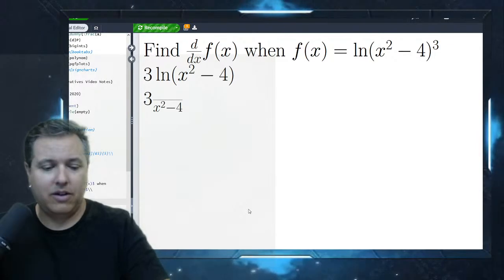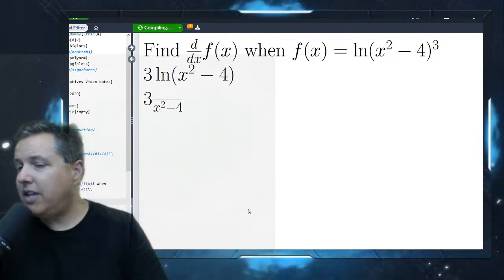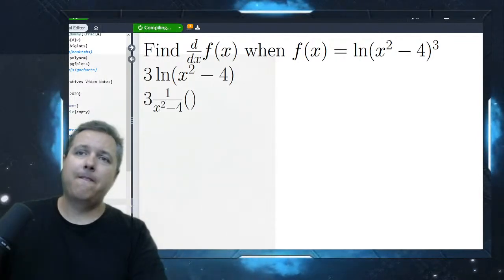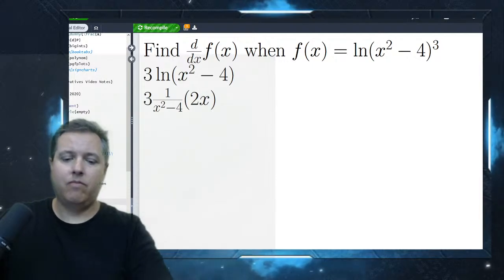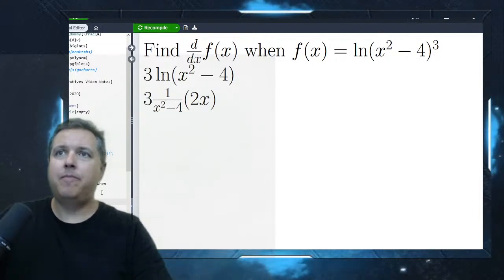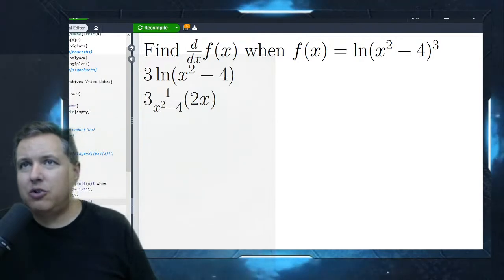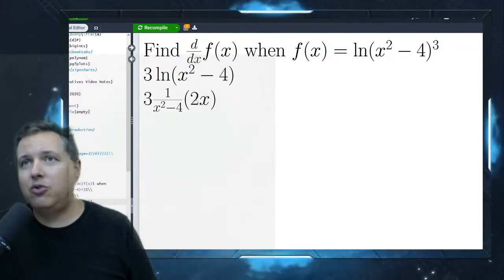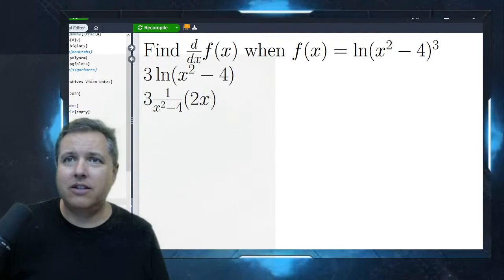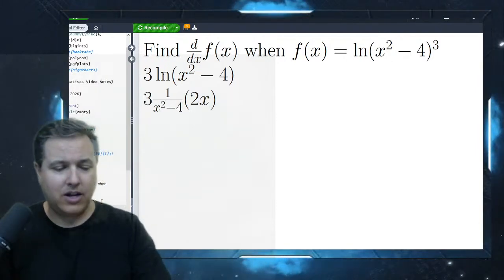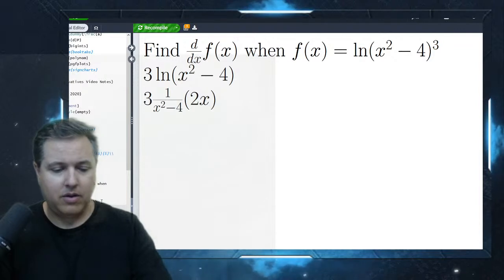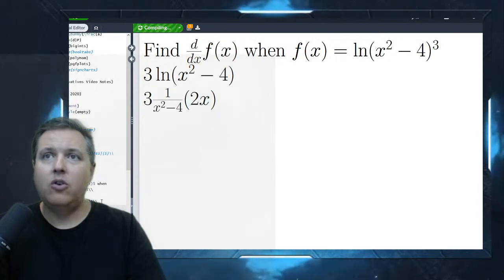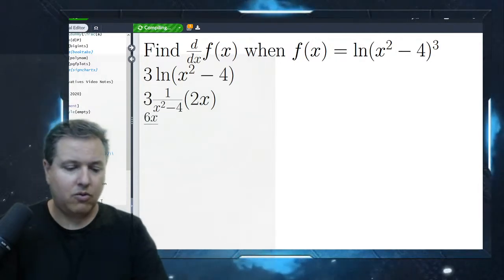We'll write this out so that everyone can see what's going on. Then we have the chain rule piece, which is going to be 2x. Well, really this 3 and this 2x can go into the numerator, right? Because this is really 3 over 1, and this is really 2x over 1. So when we combine all that stuff together, we actually end up with 6x over x squared minus 4.